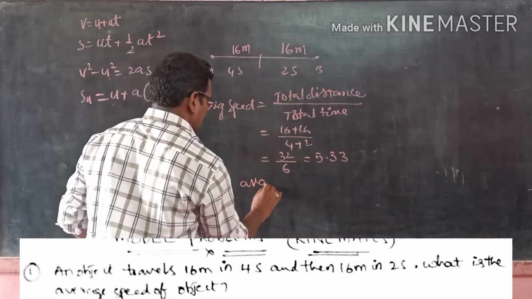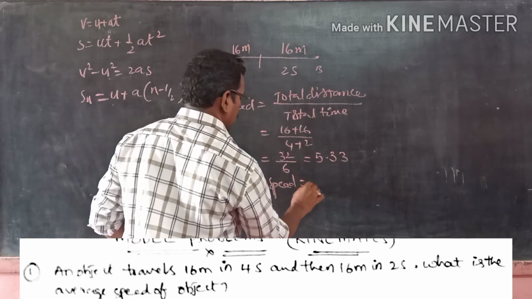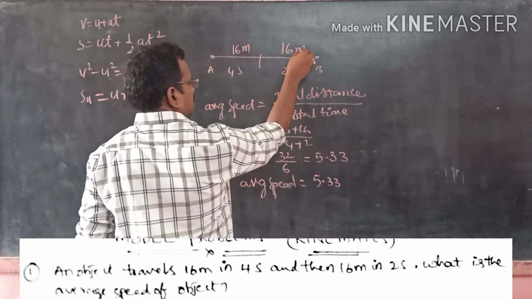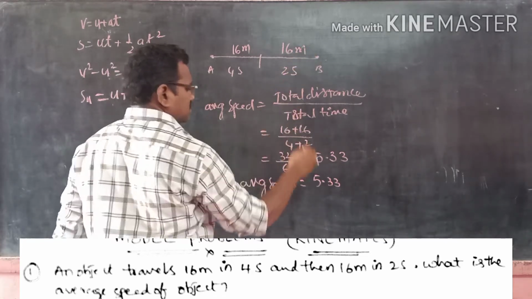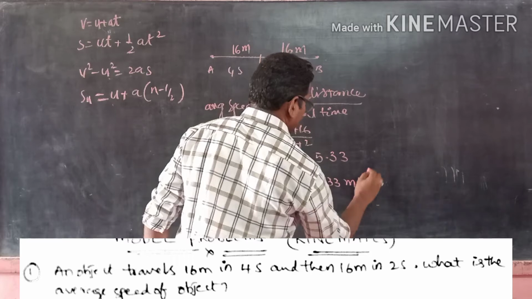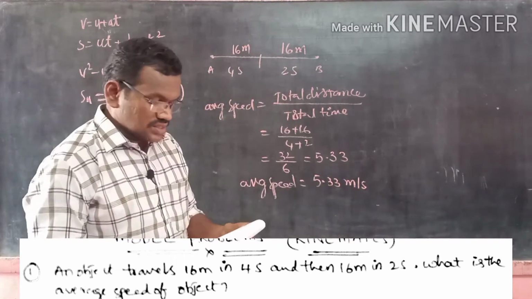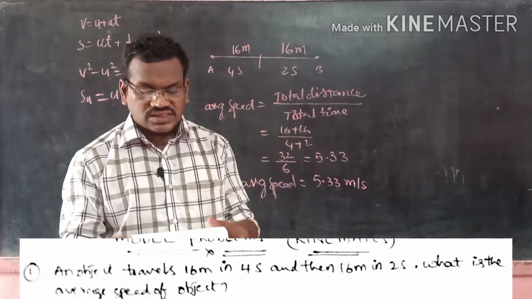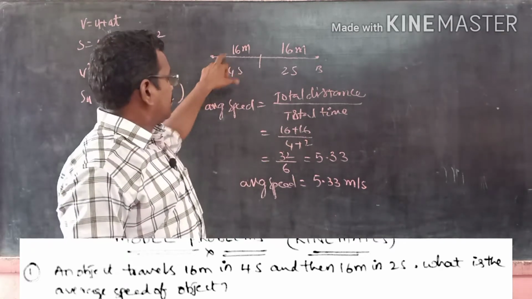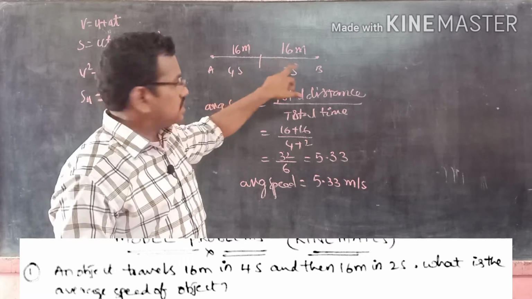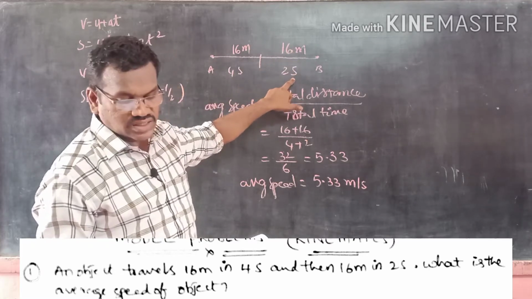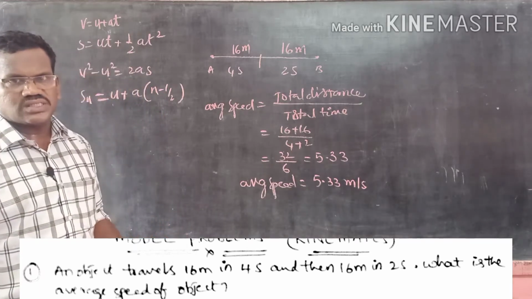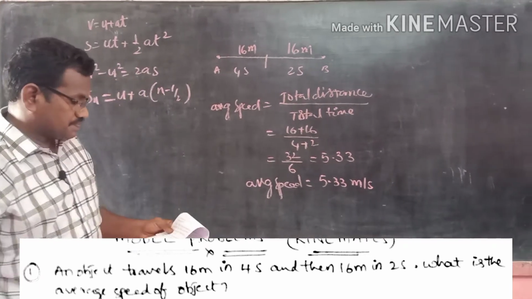Now, finally, average speed is equal to 5.33. Units are compulsory. Here the displacement is in meters and the time is in seconds, so it becomes meter per second. This is the method to solve this problem. An object travels 16 meters in 4 seconds and then 16 meters in 2 seconds. What is the average speed of the object? This is the method to solve the problem.